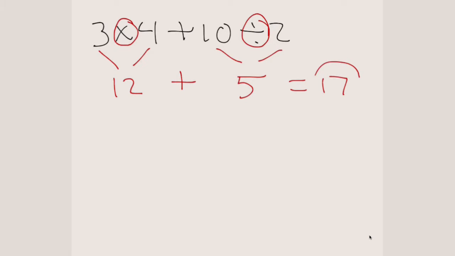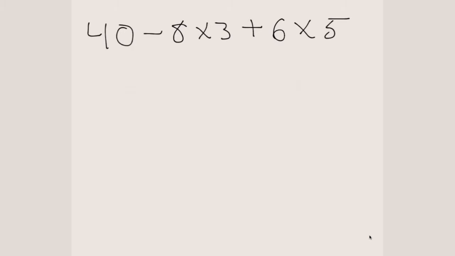So we've just solved one operation. Not too bad. Let's try out one more. How about trying this one? 40 minus 8 times 3 plus 6 times 5.